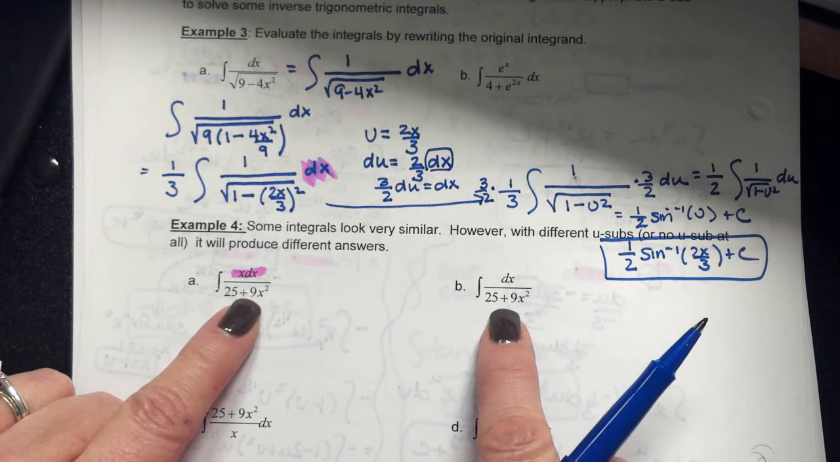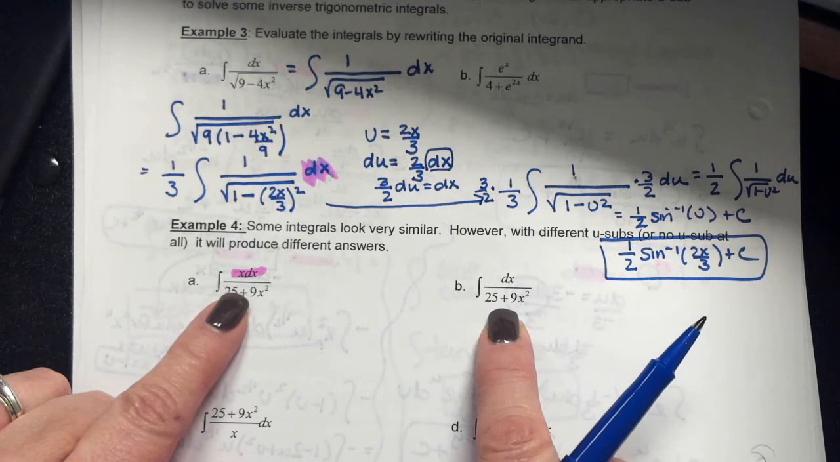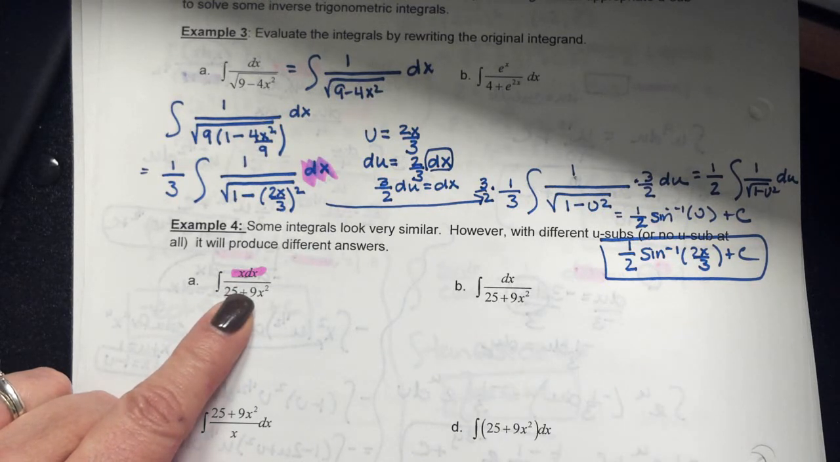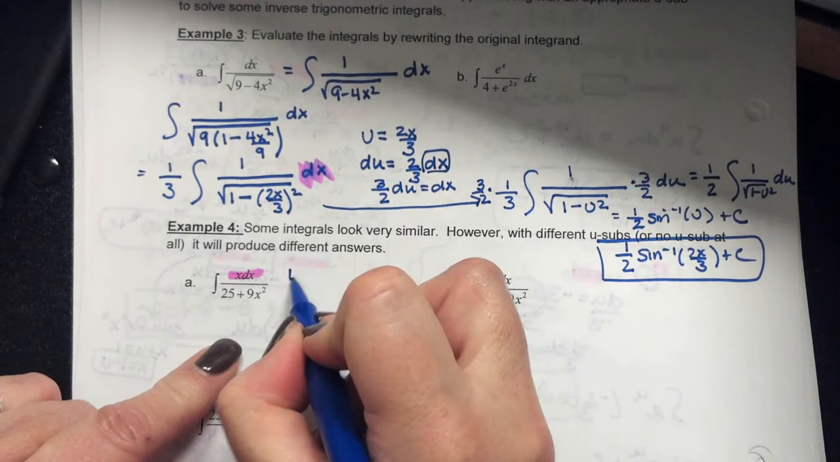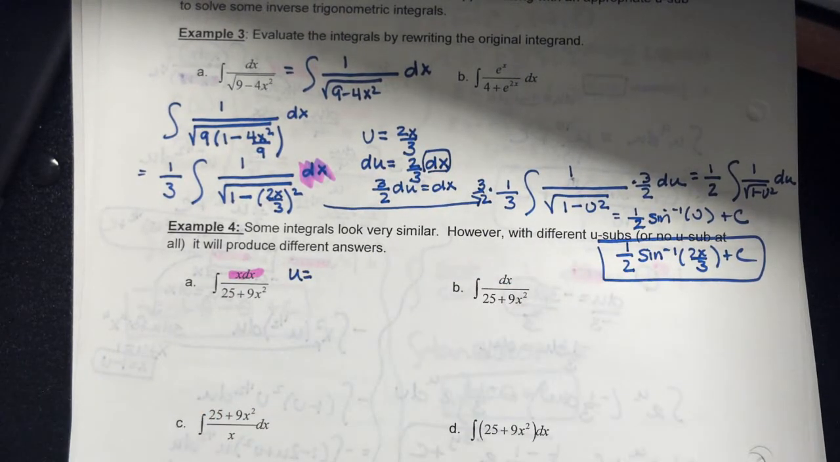Could I do inverse trig? Could I set this up with the algebraic manipulation and do inverse trig? Yes or no? No. How come? The x in the top. To do inverse trig, the numerator has got to be a 1. So the only thing I can do is try a u sub. What do you think I'm going to let u be equal to? U would be equal to what?